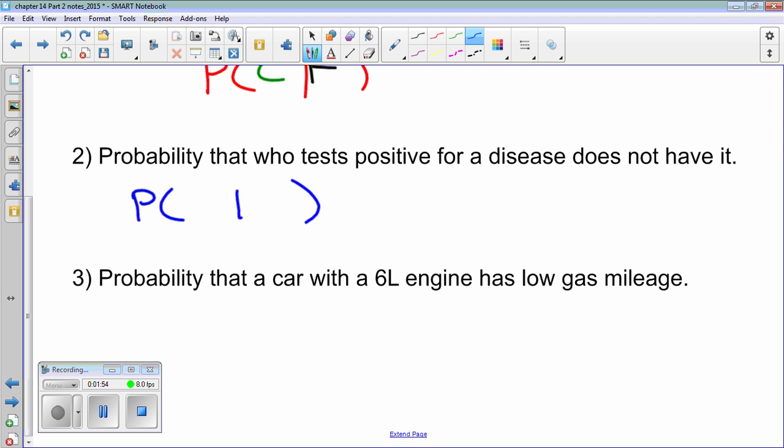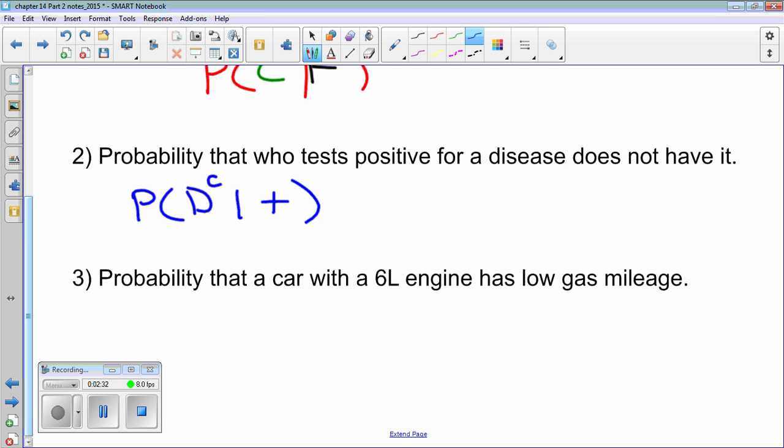Okay? We want to find the probability that someone who tests positive for a disease doesn't actually have it. So which one comes first, the positive or the does not have the disease? Does not have the disease, and I'm going to write it this way if that's okay, disease complement. Is that all right? So they don't have the disease. What's the probability that those who tested positive, so of those that tested positive, given that they tested positive, we're looking for the probability that they didn't have the disease. Okay?